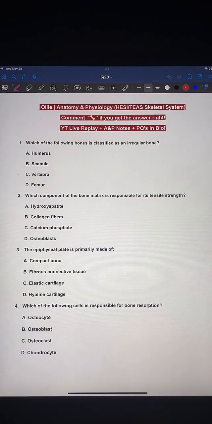And we're on number 1 now, which asks, which of the following bones is classified as an irregular bone?